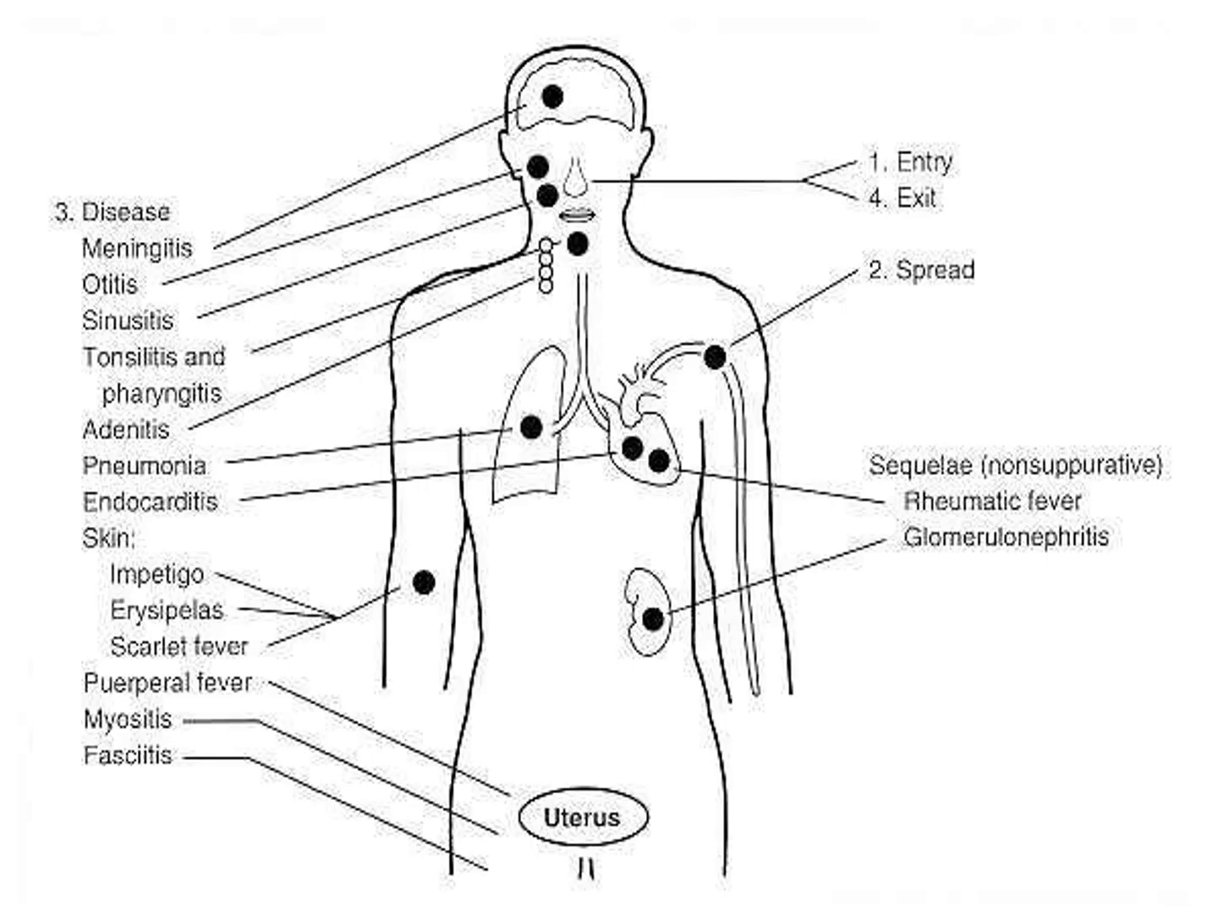So rheumatic fever and acute glomerulonephritis are probably the two most serious complications from an inadequately treated case of Group A strep. But there are also other diseases that can be caused by Strep A, including meningitis, otitis, sinusitis, tonsillitis, and pharyngitis. That's kind of what you hear about when you hear about strep throat. Pneumonia, endocarditis, impetigo, scarlet fever, myositis, which is basically inflammation of the muscle tissues, and fasciitis, which is inflammation of the fascia or the membranes that support the muscles.